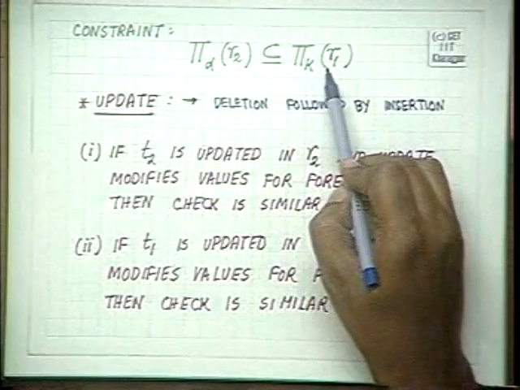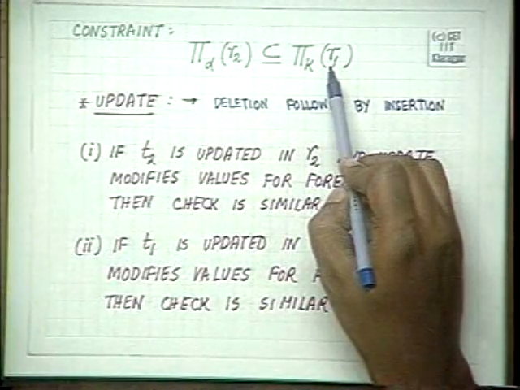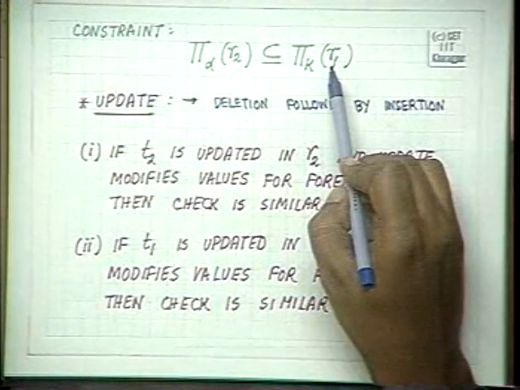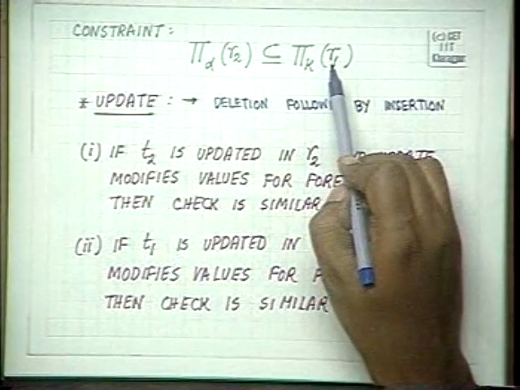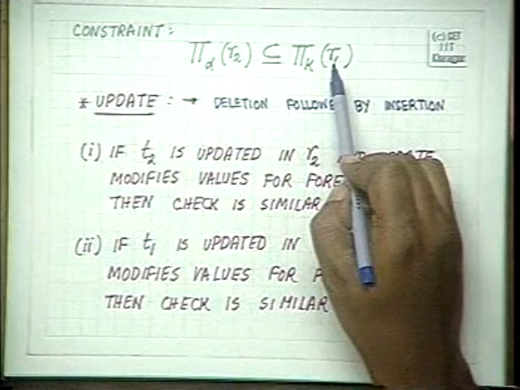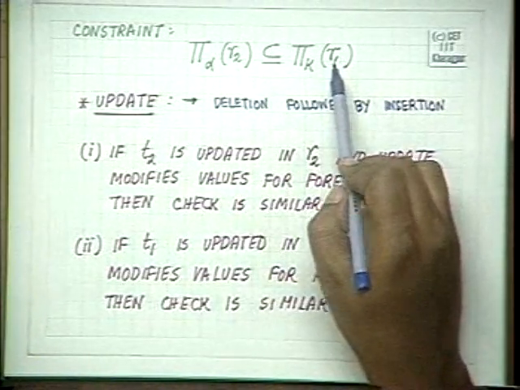Coming to R1, if any element is deleted from R1, we have to do a check. But if an element is inserted into R1, we do no check. So when a tuple in R1 is updated, we do a check corresponding to deletion. That will be sufficient to do updation.